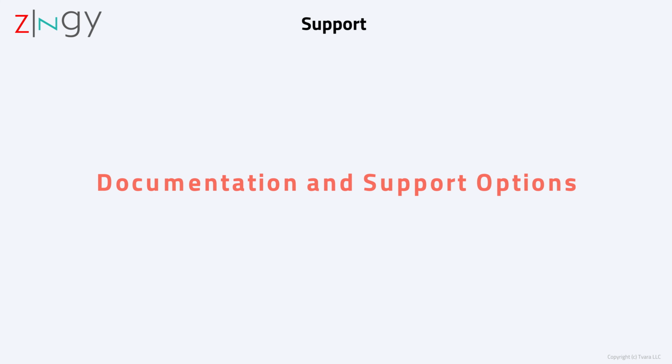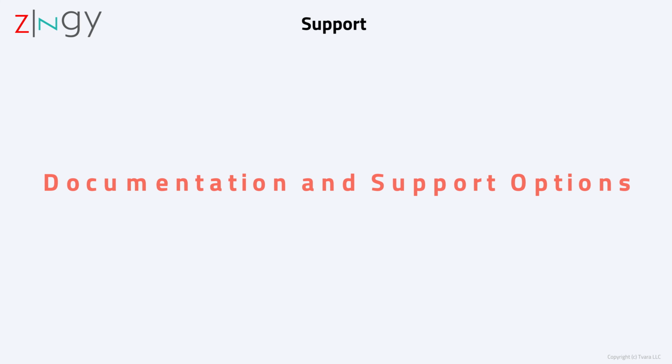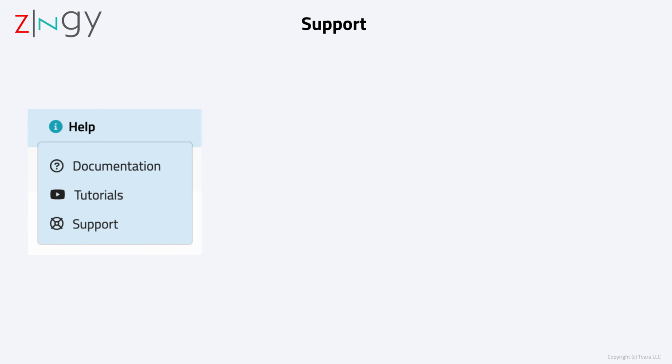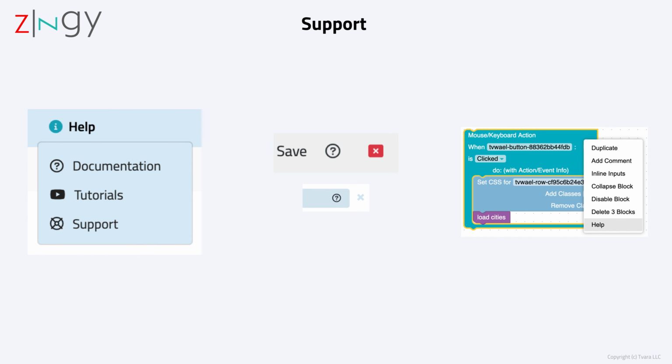Before we end this overview, I just want to point out the documentation and support options. In any App Editor tab, use the Help menu. In other places, clicking on the Help icon takes you directly to the relevant page in our documentation. Inside Page Flow and Cloud Flow, choose the Help option from the menu that shows when right-clicking on a block.